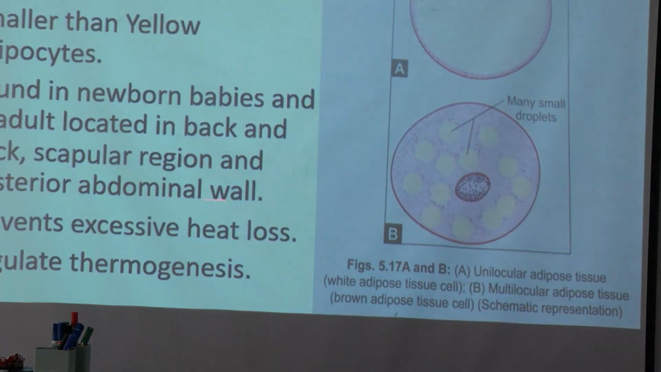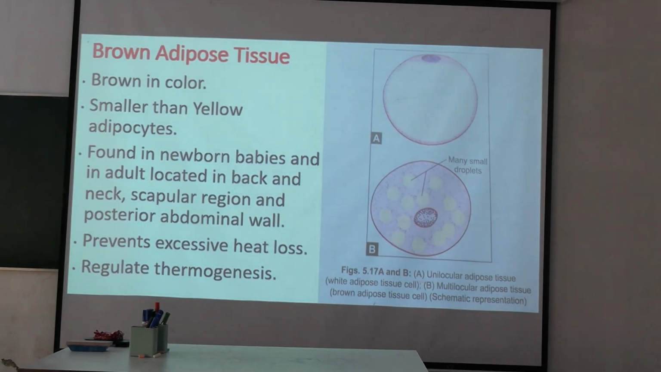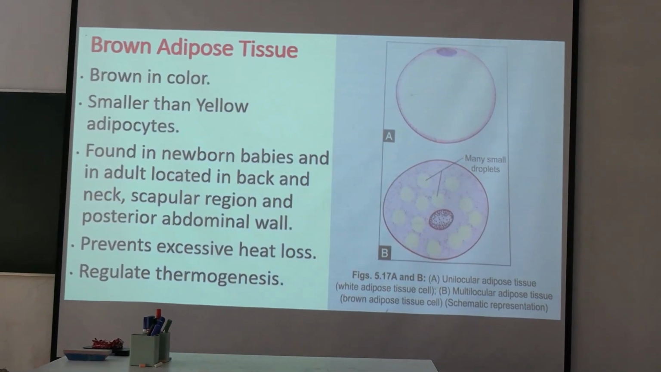multilocular cells. Brown in color, smaller than yellow adipocytes, found in newborn babies, in adults located in back and neck, scapular region and posterior abdominal wall. If this brown adipose tissue is present in adults, their basal metabolic rate is generally very high.